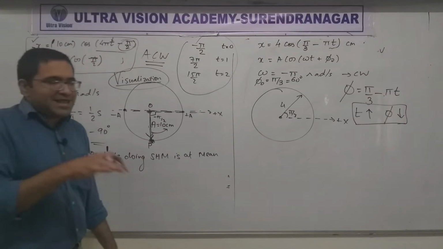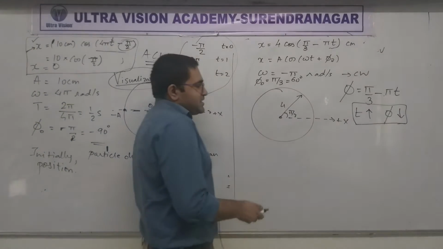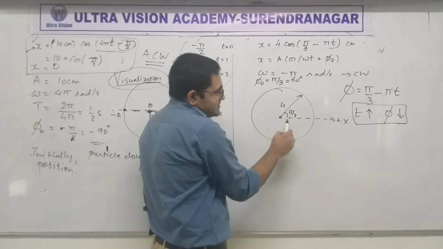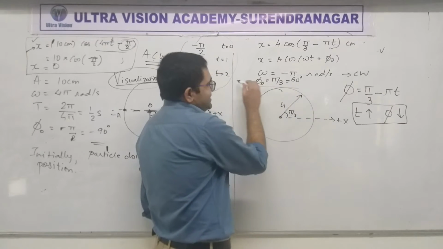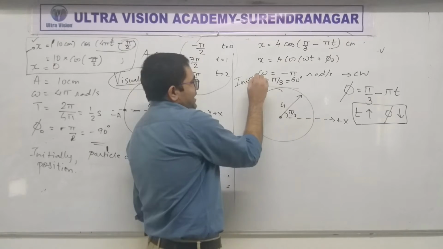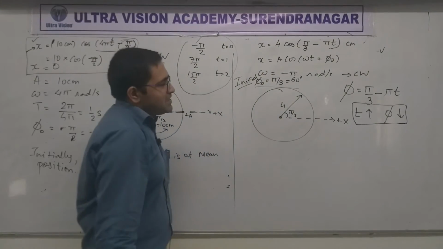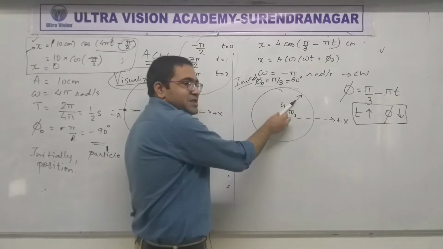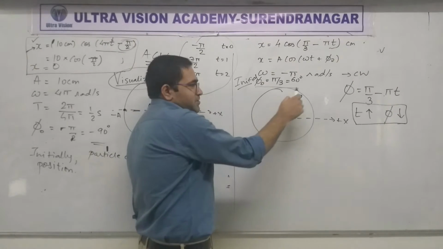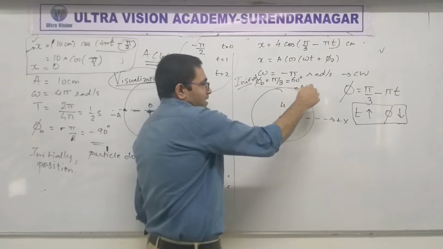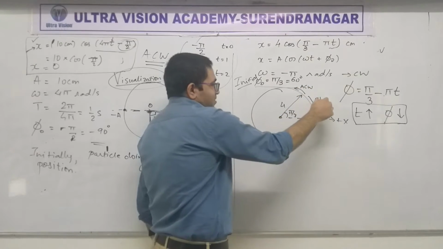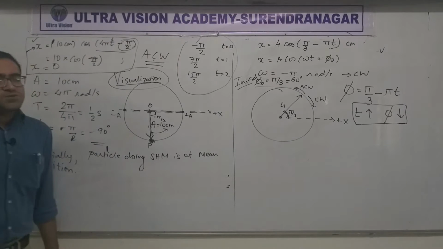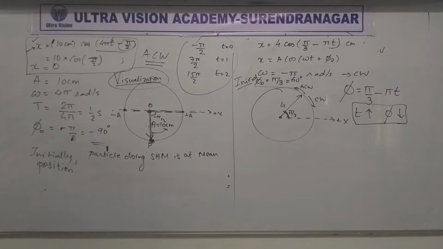So what is that telling you? Listen to this carefully. It's telling you that as time will pass, this angle which was pi by 3 initially will decrease. So if the angle is to decrease, what do you think? How should it turn? Should it turn anti-clockwise or clockwise? Think about it. If this angle is to decrease, should it turn clockwise or anti-clockwise?